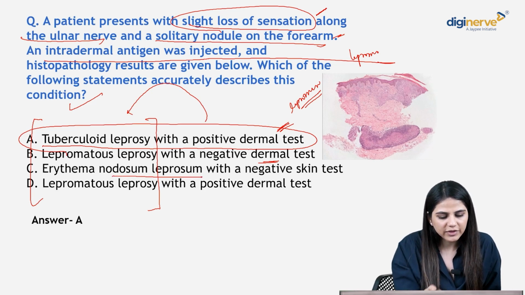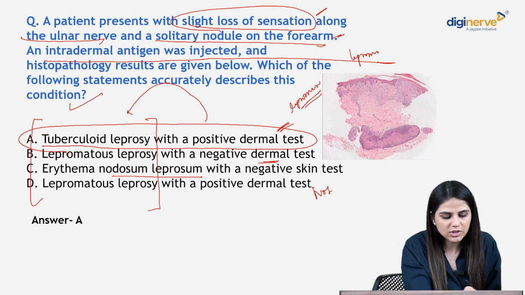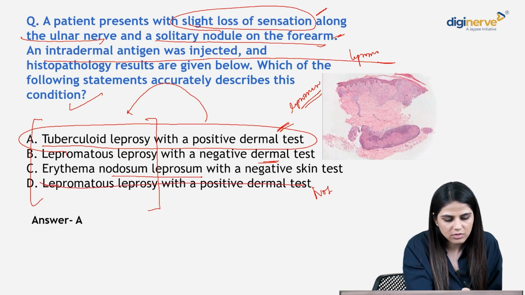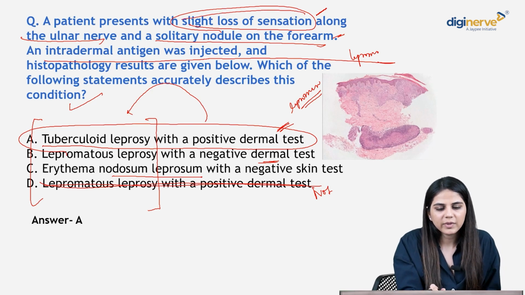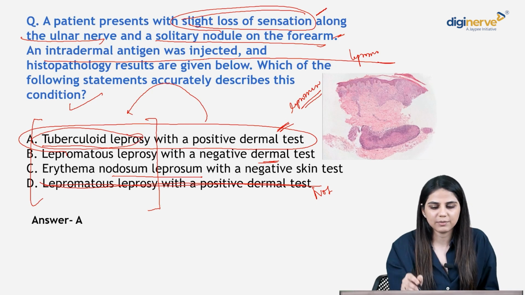ENL is a type of reaction. Lepromatous leprosy with a positive test: LL leprosy will not have a positive, so this rules out our option. Alright. It is a single nerve involvement, mainly a single lesion. So this also gives a clue for tuberculoid leprosy.